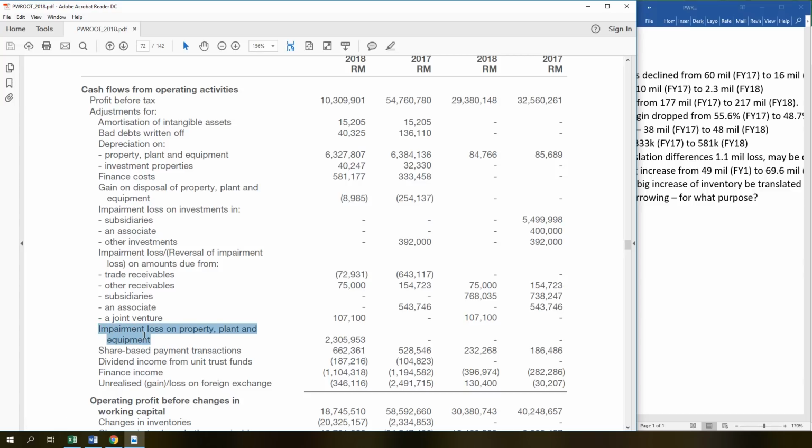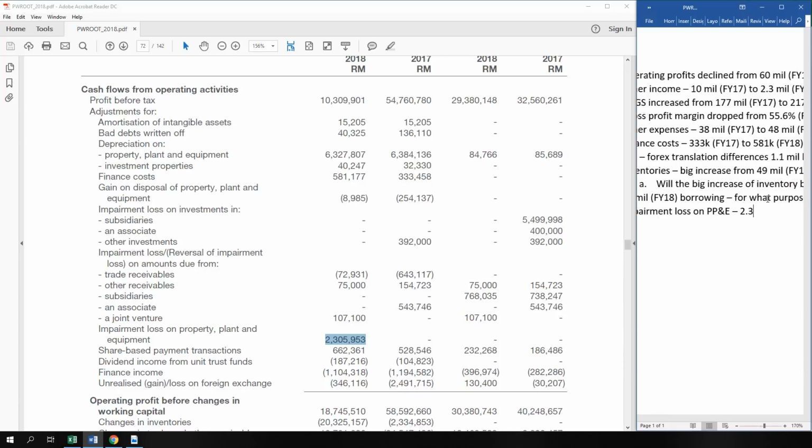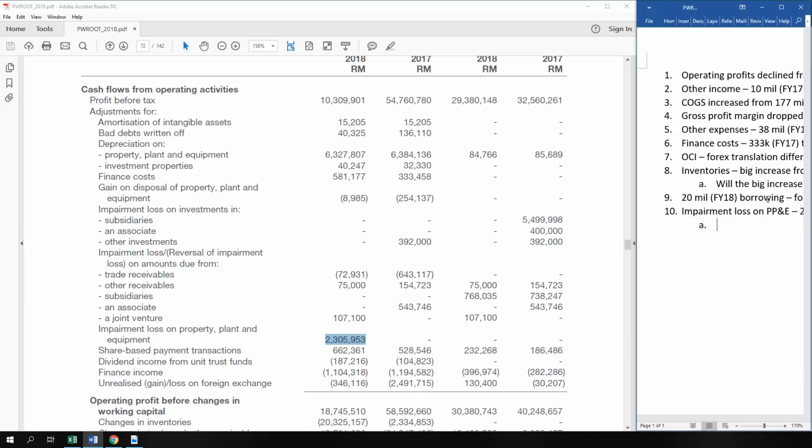Alright, here there is a big item. Impairment loss on property, plant and equipment, 2.3 million. What kind of PP&E was that? And what was the reason? So let's take note. Impairment loss on PP&E, 2.3 million. Type of PP&E, reason.